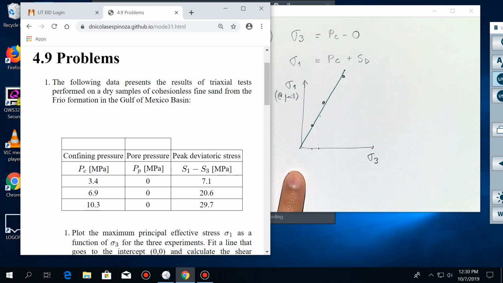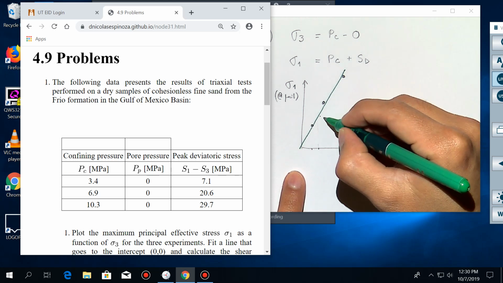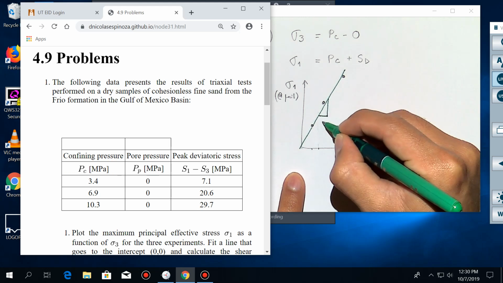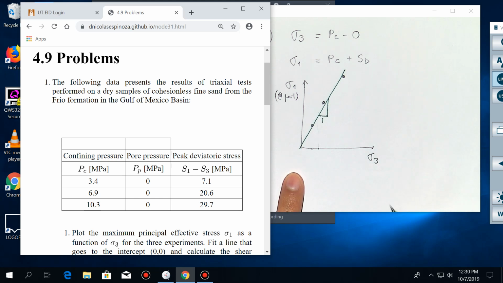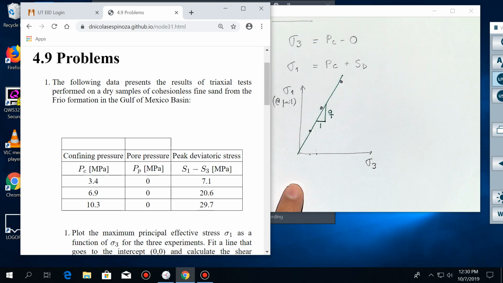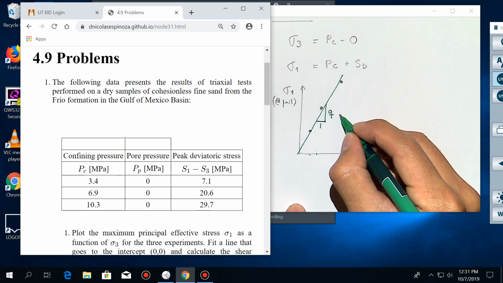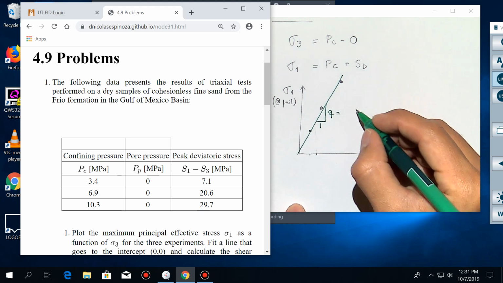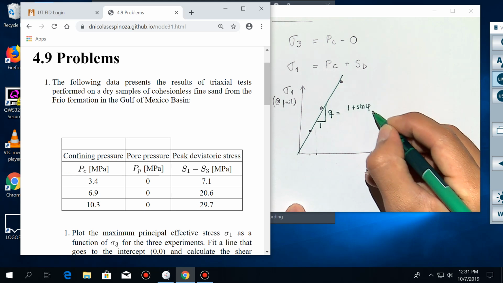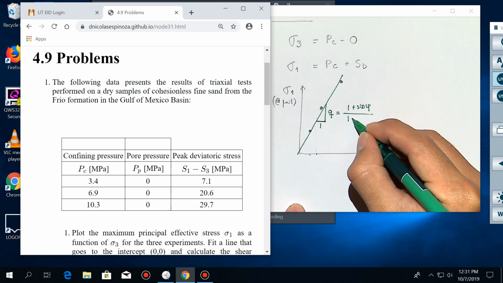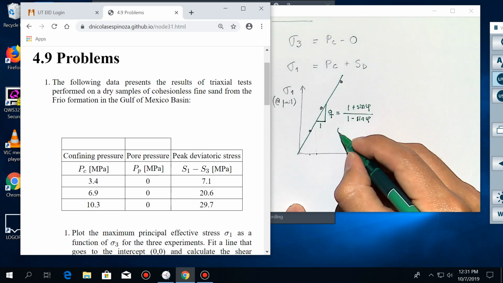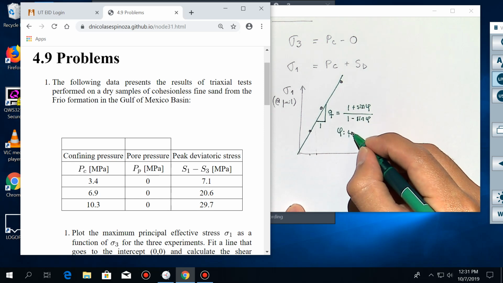All right, so what do we do with this? We fit a linear regression, and from here, you're going to get the slope of this curve that we're going to call Q, and the slope of that curve is going to be the maximum stress anisotropy, 1 plus sine of phi divided by 1 minus sine of phi, where phi is the friction angle.